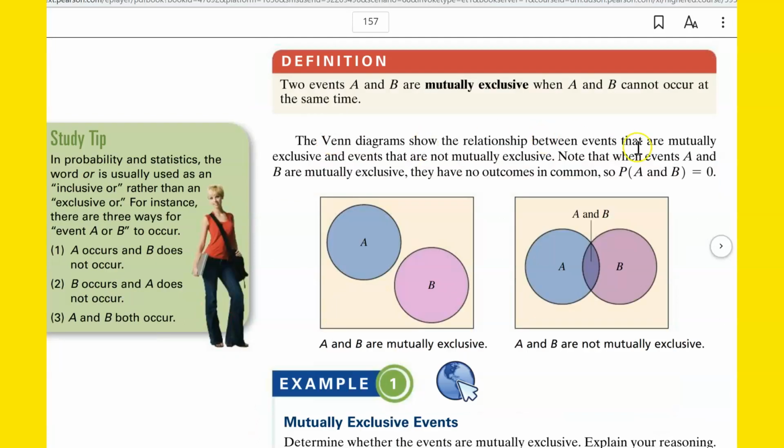All right, this Venn diagram shows a relationship between events that are mutually exclusive and events that are not mutually exclusive. Note that when events A and B are mutually exclusive, they have no outcomes in common. So the probability of A and B both being the case is 0. It can't be both. Look at this Venn diagram, A and B. There's no overlap there. There's no way it can be in both circles at the same time. It has to be either in the A circle or the B circle. It can't be both. They're mutually exclusive. In this Venn diagram, there is a possibility of being in both circles at the same time when you're in this part that overlaps. So they're not mutually exclusive. In fact, we call that overlapping.